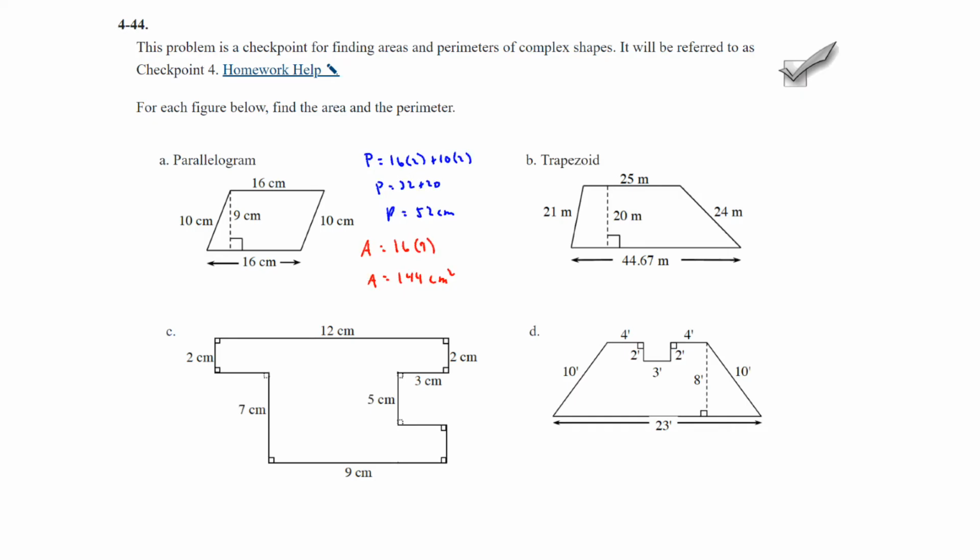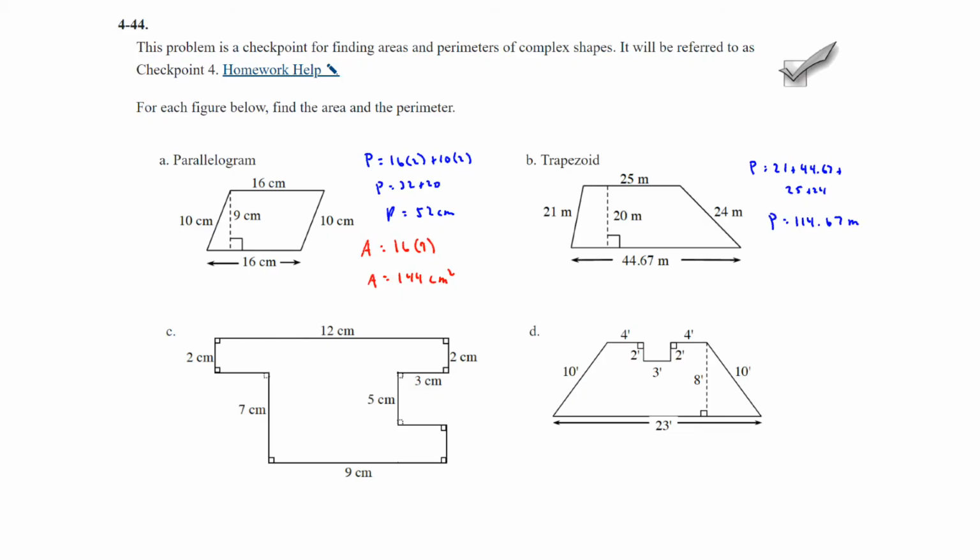For B, the trapezoid, the perimeter is add up all the sides. We'll start with the 21 plus the 44.67 plus 25 plus 24. And so we can add all that up and get a perimeter of 114.67. And that is in meters. Let me fix my 7.